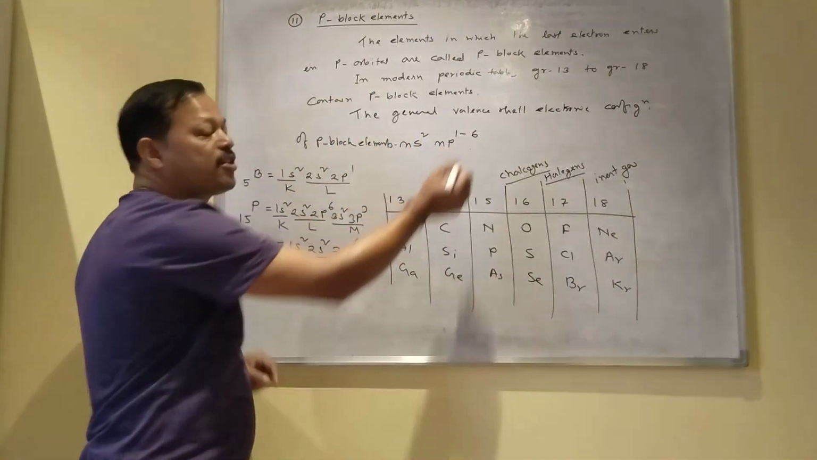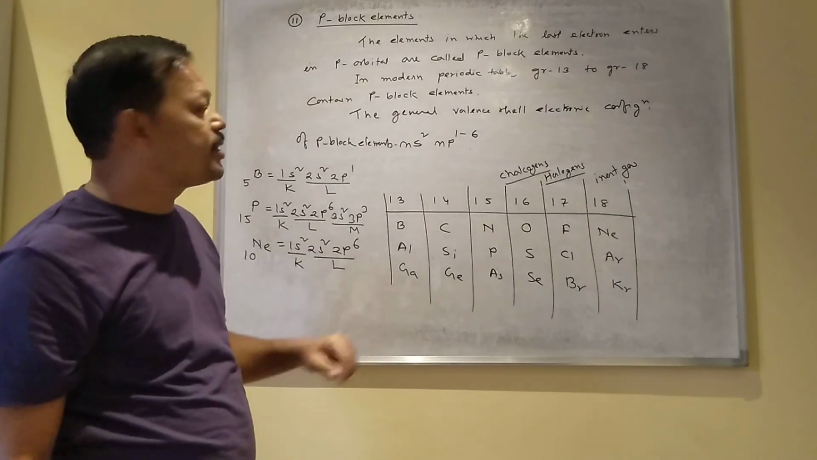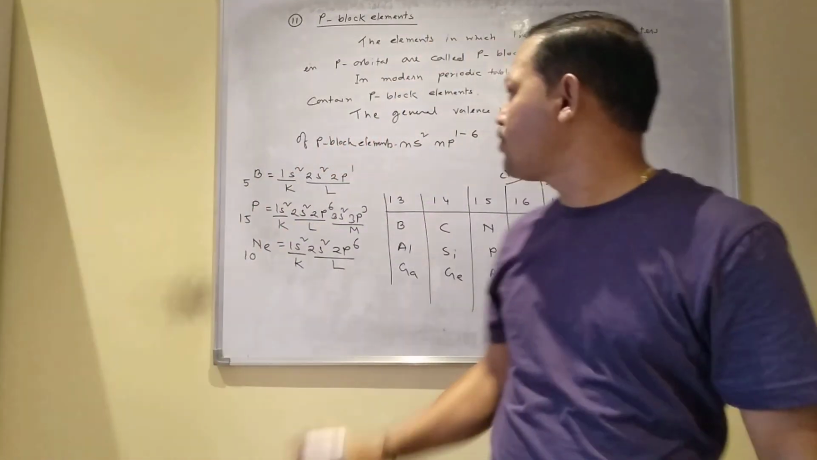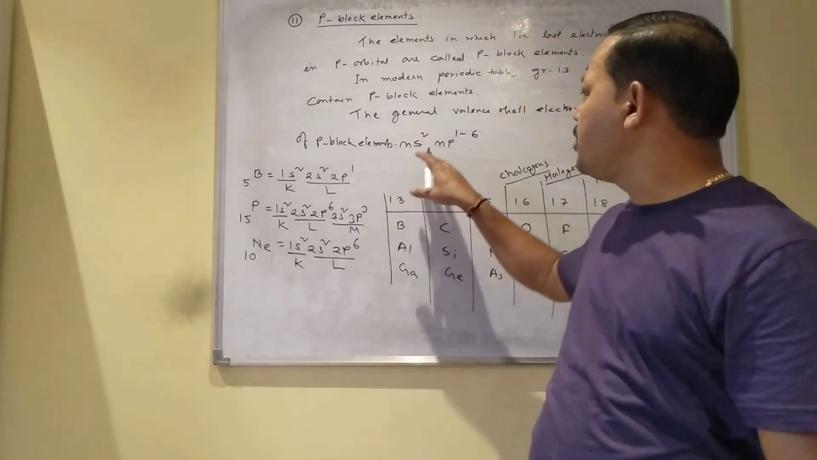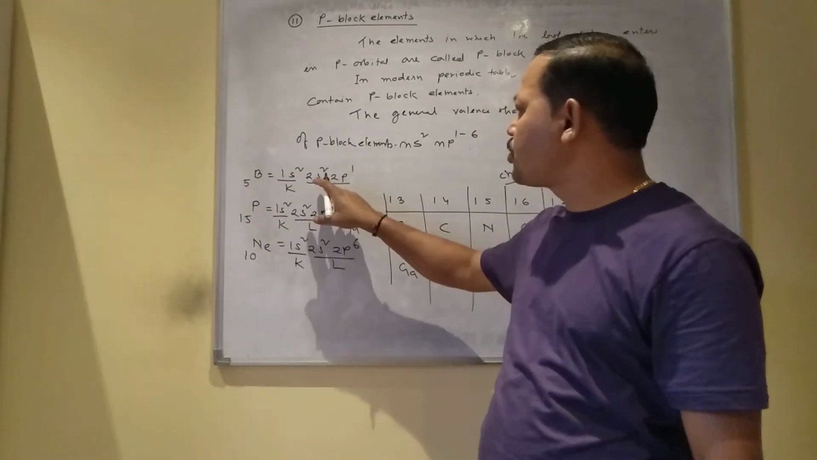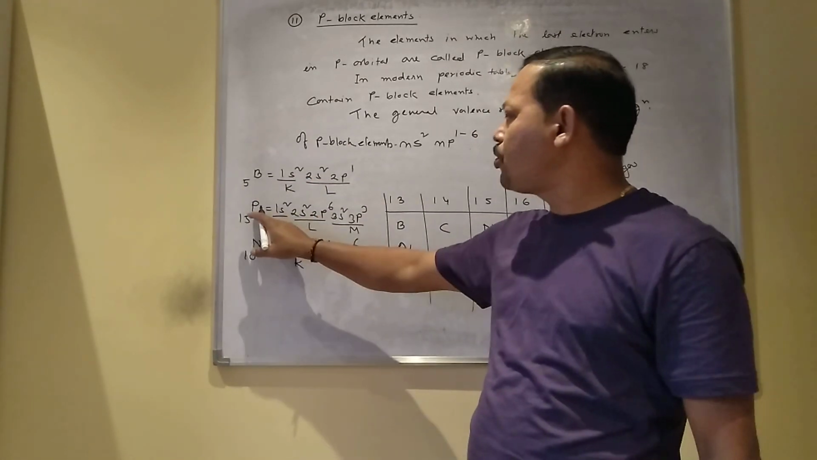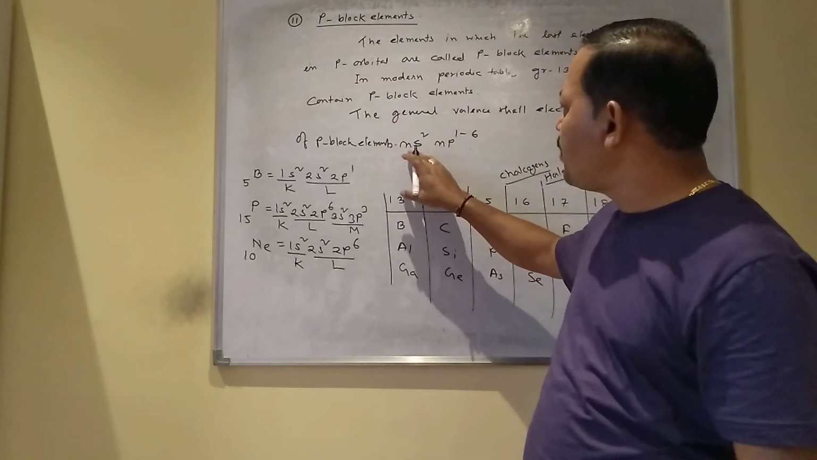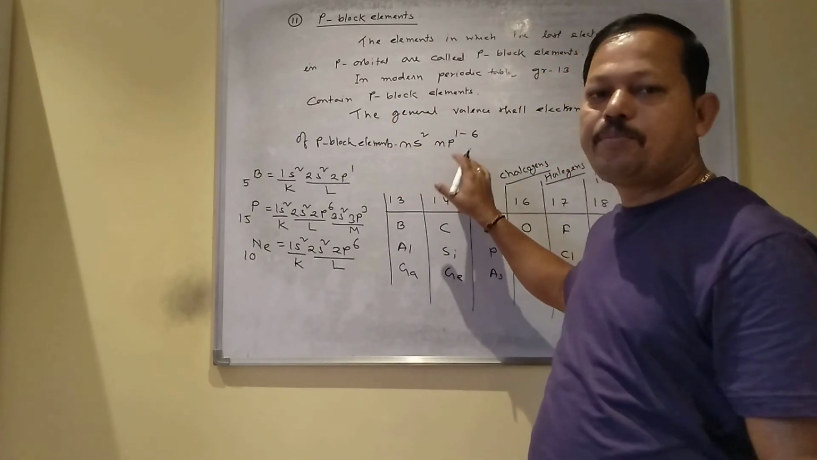So this valence shell configuration is very important for exams. If it asks to write the general valence shell electronic configuration for p block elements, then you have to write ns2, np 1 to 6. If it asks for boron, then just write 2s2 2p1. If it asks for phosphorus, 3s2, 3p3. But for the general one, you have to mention ns2, np 1 to 6.